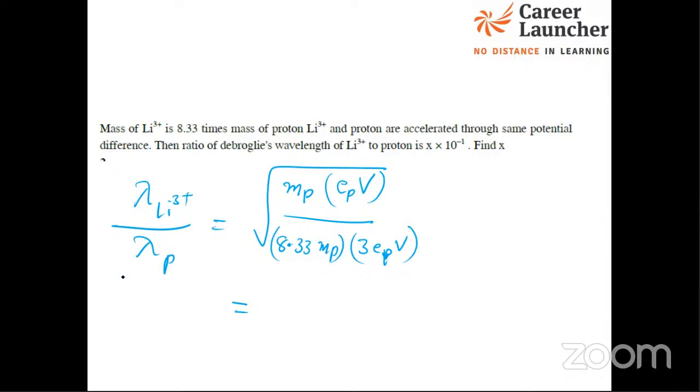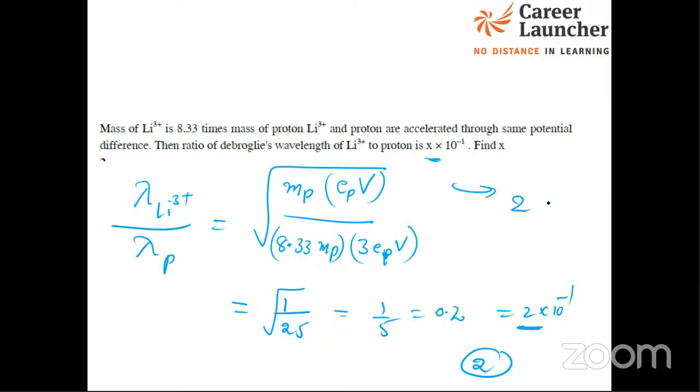cancel this, it comes to 1 upon the square root of 25, which is 1 by 5, which is 0.2, which is 2 into 10 raised to minus 1. So 2 is the answer. The value of x is 2.